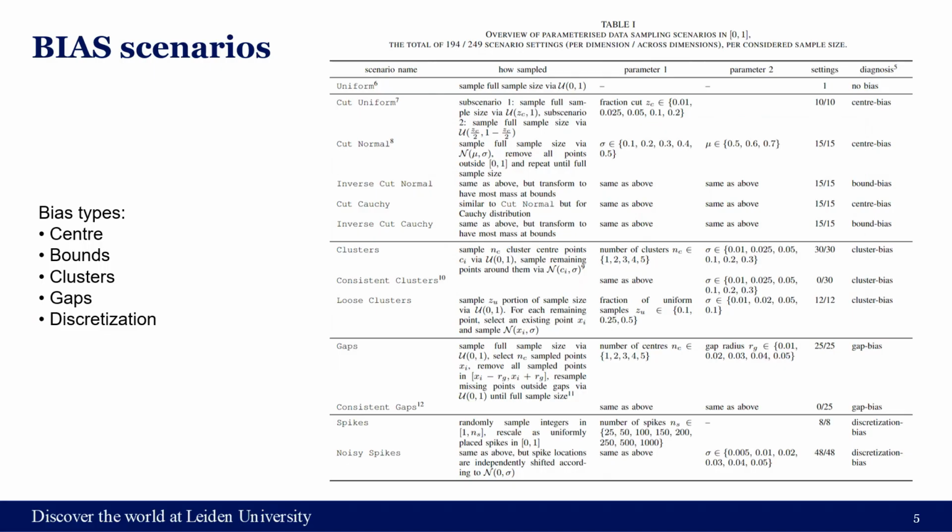In order to experiment and validate the use of the proposed bias toolbox, 194 parameterized structural bias scenarios are implemented, ranging from very strong to weaker forms of bias and covering 5 general structural bias types: center bias, bounds bias, clusters, gaps, and discretization.